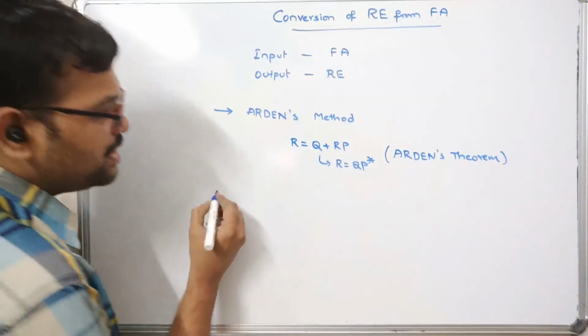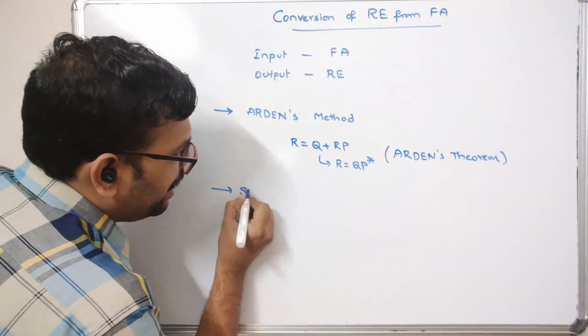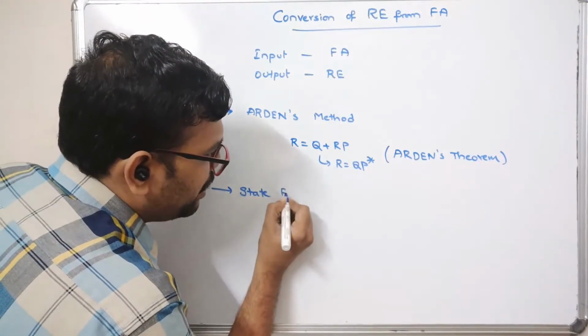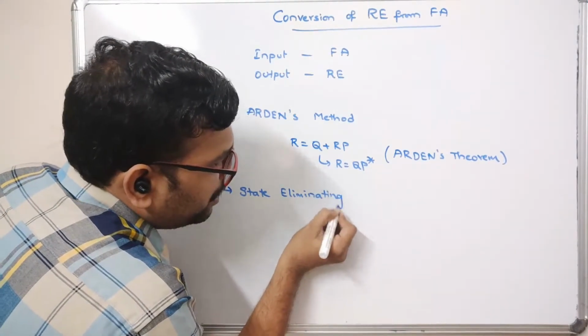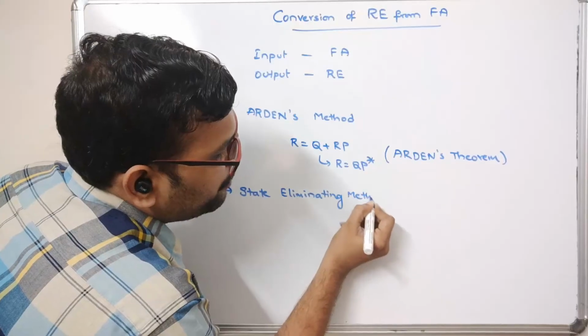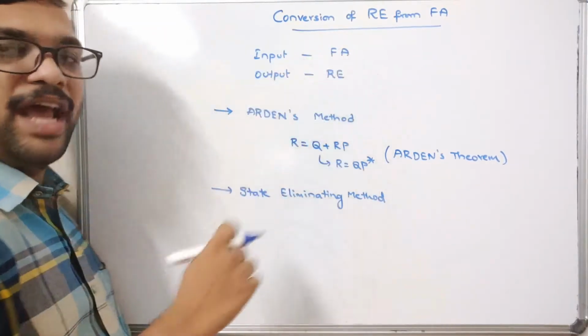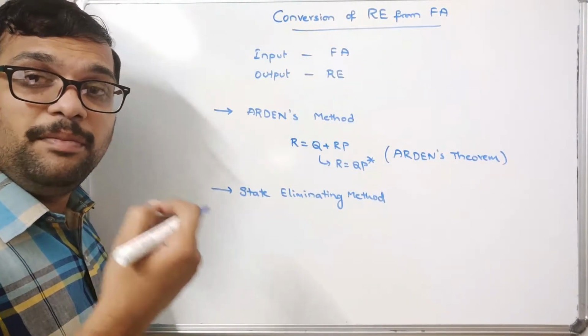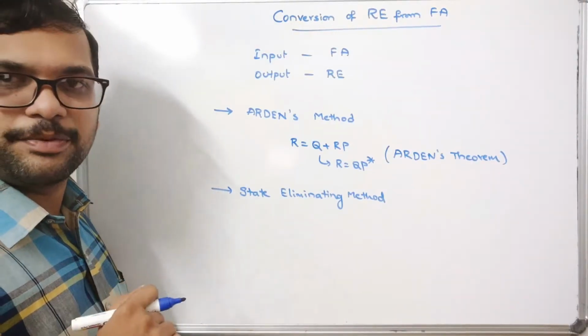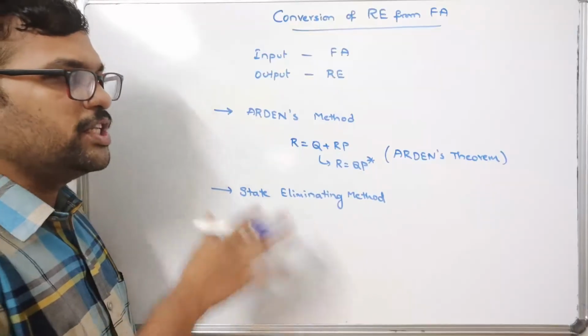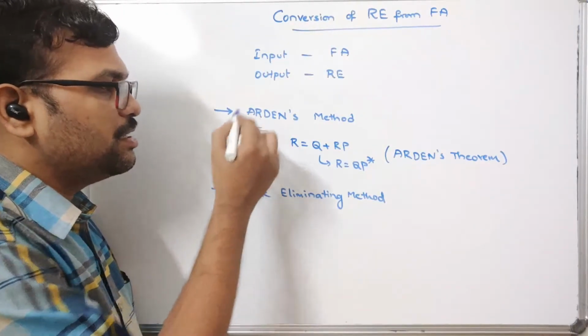And there is a second method called the state elimination method. Here the input will be the finite automata, so we'll have some states, and we'll eliminate states one by one to get the final regular expression. That's the second method. In this session, we'll go with Arden's method.